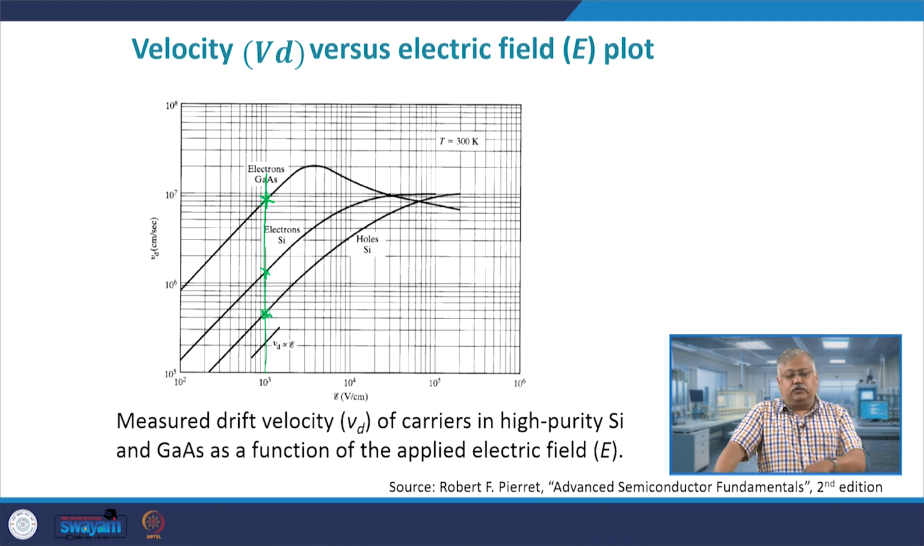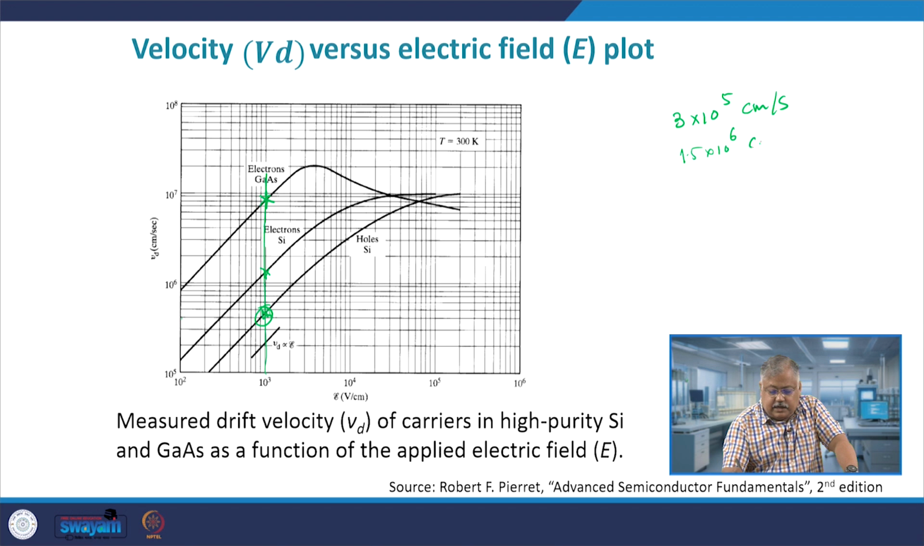If you look at this straight line, when your electric field is 10 to the power 3 volts per centimeter, the velocity of the holes in silicon is somewhere here, which is, say, 10 to the power 5, and then you have 1, 2, 3. So you have approximately 3 into 10 to the power 5 centimeter per second. Then if you take this one, this is around 1.5 into 10 to the power 6 centimeter per second. If you take gallium arsenide, it is about 8 or 9 into 10 to the power 6.